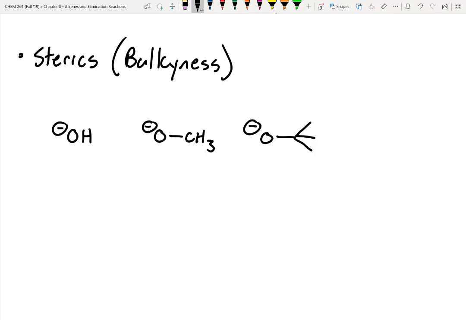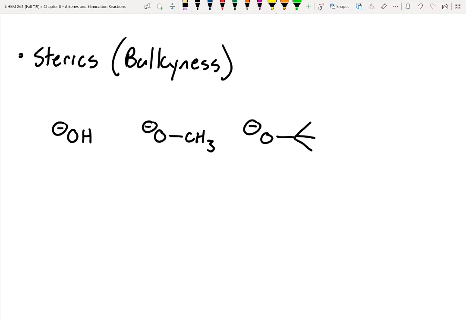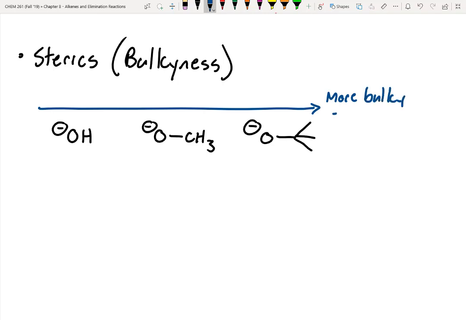All right, but now let's focus on bulkiness. Quite apparently, this one's most bulky. Is this one going to be a very good nucleophile? Okay, so let's come up with a trend for this one. More bulky equals bad nucleophile. Less bulky equals good nucleophile.